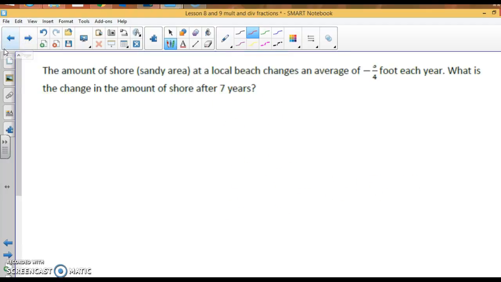And last but not least, the amount of shore, which is the sandy area at a local beach, changes on an average of -3/4 of a foot per year. What is the change in the amount of shore after 7 years? So each year, it's going down by 3/4 of a foot. We want to know how many after 7 years. So multiply this by 7/1. Let's go straight across, -21/4, which is -5 1/4.